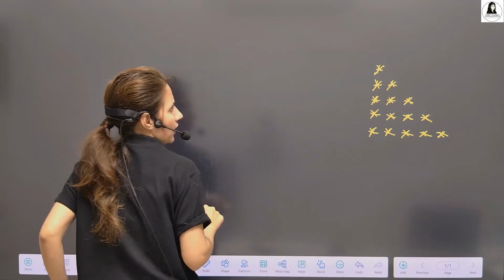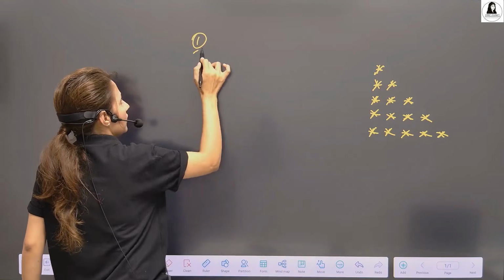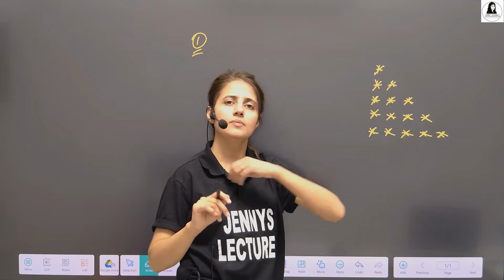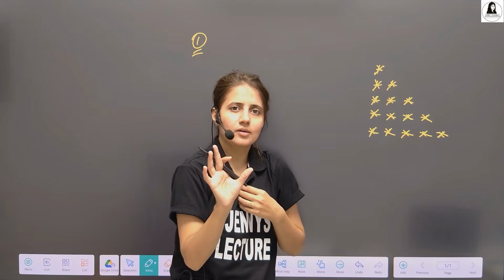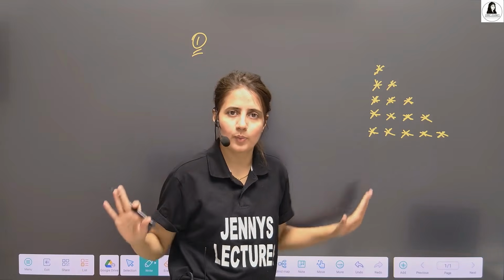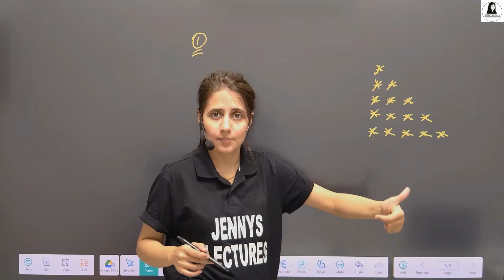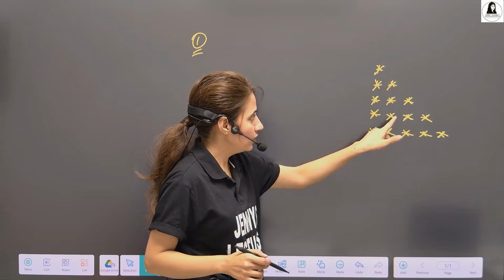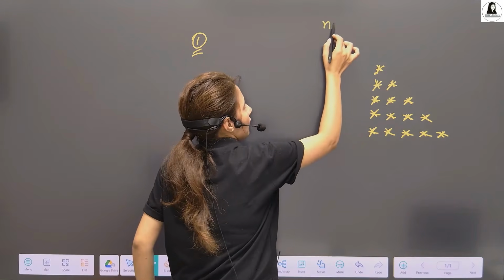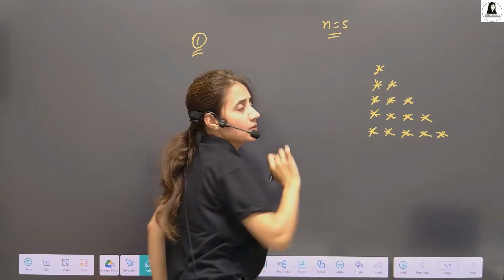So this is the pattern we have. In the previous lecture I told you there is a trick. If you get that trick, then you can easily solve any number of patterns. First thing, just find out how many lines there can be. 1, 2, 3, 4, 5. So the n value is 5.